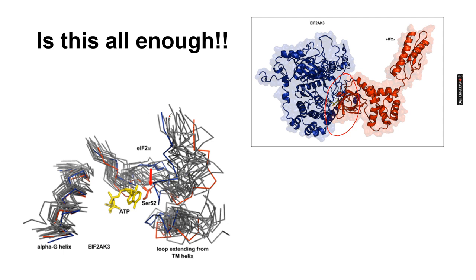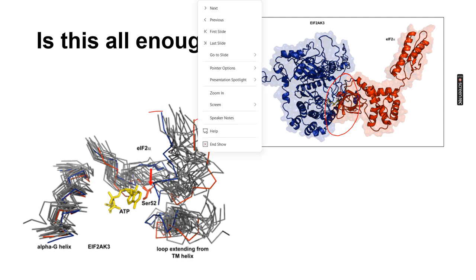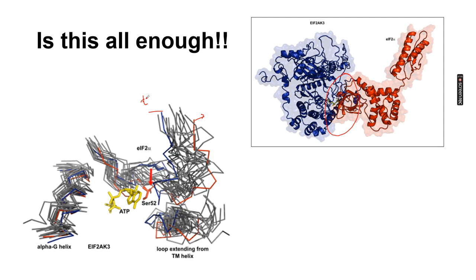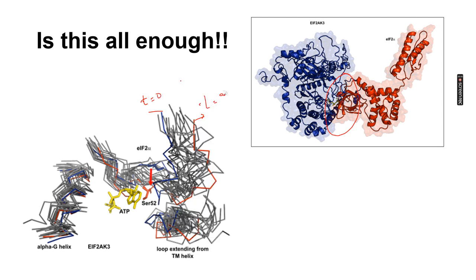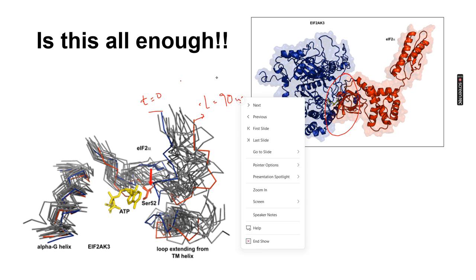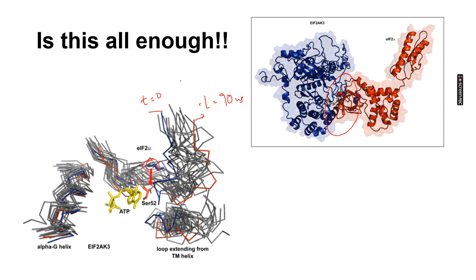Okay, ma'am. You can see here this is in blue color and this is in red color. The blue is at time t equal to 0 and the red one is at time t equal to 90 nanoseconds. Here in the red one we have an amino acid called serine. In the blue one it is at this location, but at t equal to 90 nanoseconds it has come down and is facing towards the ATP. It means it is trying to interact with the ATP.